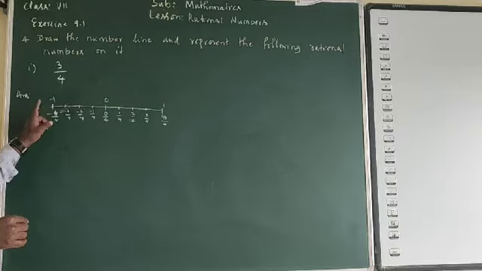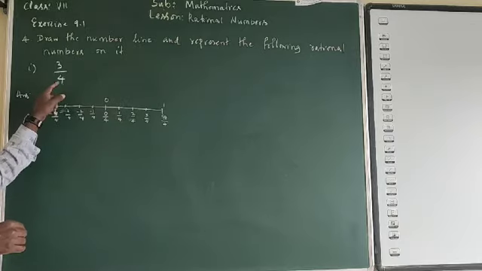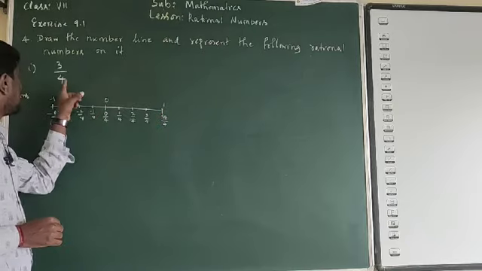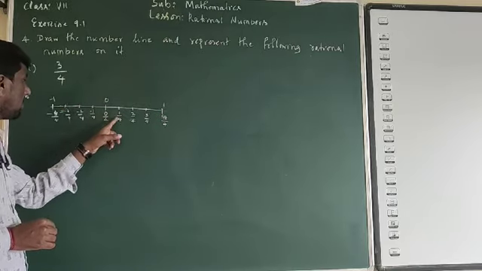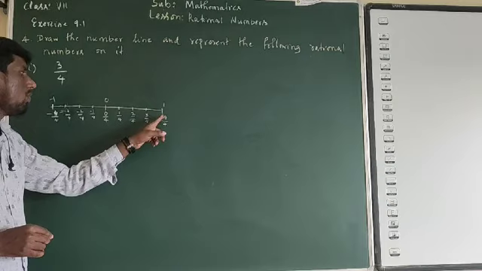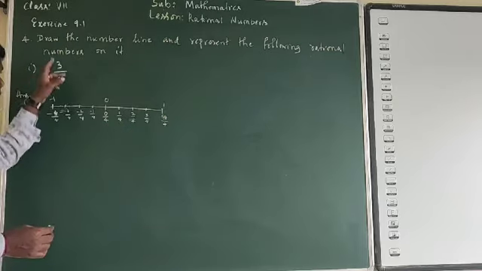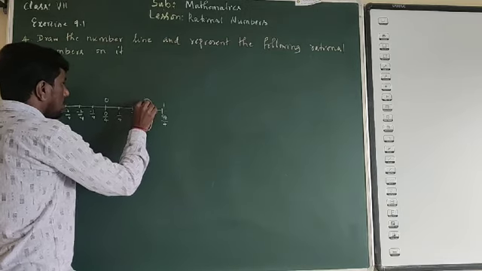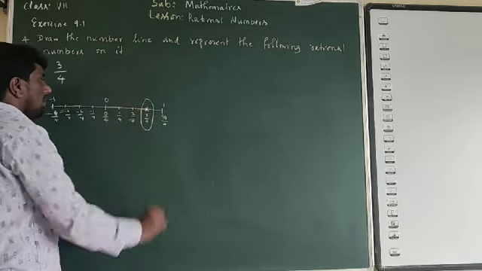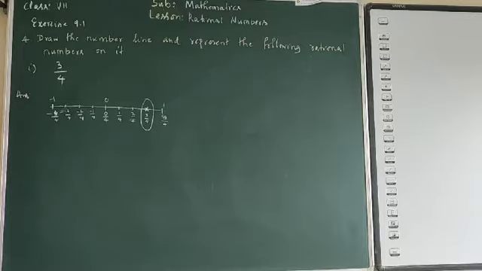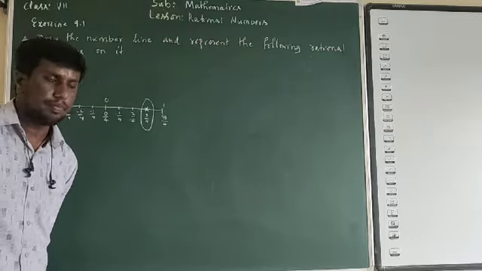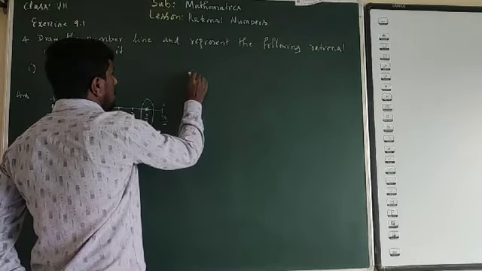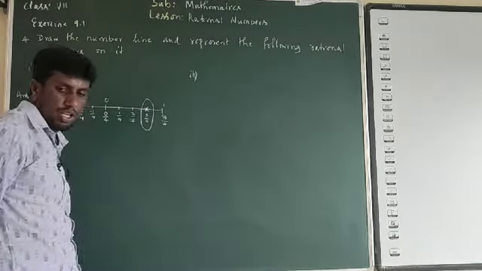Clear? Look at this. The number line, since the denominator is 4, is divided into 4 equal intervals. Therefore 0 by 4, 1 by 4, 2 by 4, 3 by 4, 4 by 4. 4 by 4 is 1. Clear? Now where is 3 by 4? Look at this. This is 3 by 4. So we have represented 3 by 4 on the number line. Clear? I'll do one more, a negative rational number, then you will understand how to represent negative rational numbers.